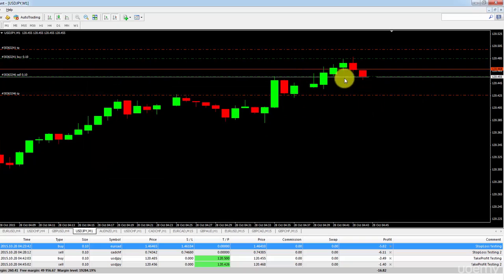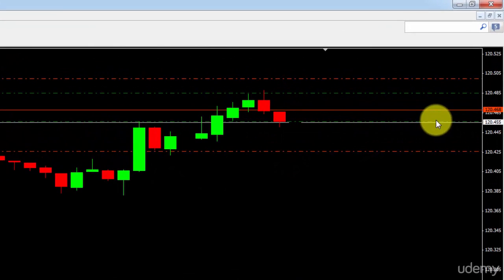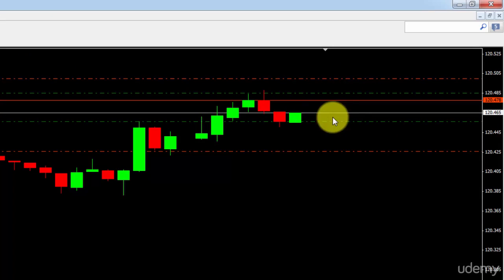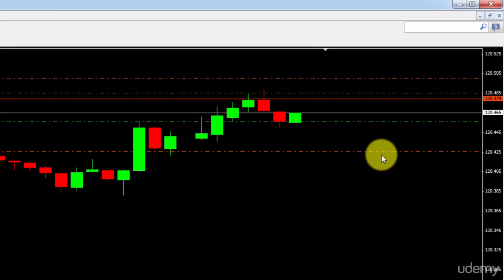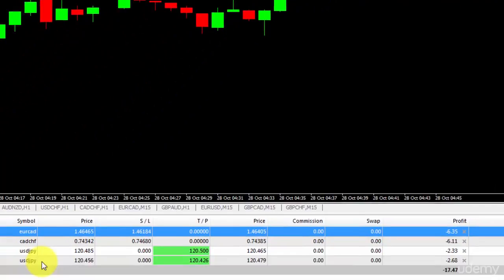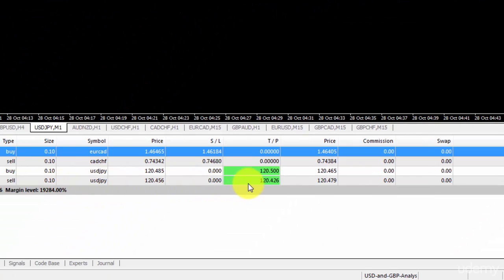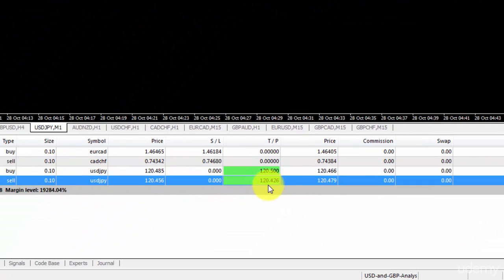There we go. As you can see, the sell order this time was opened at the bid price, not at the ask price, and now the take profit will only be triggered when the ask price gets to the take profit. That's how sell orders are closed. Once again, you can see that the sell order take profit is in green, and that is because we are very close to the actual price.